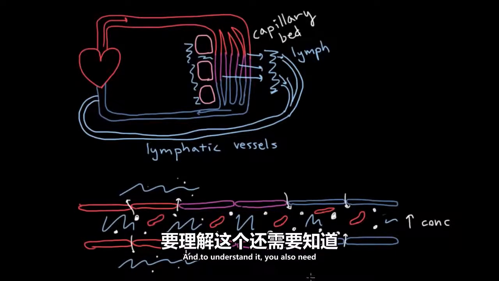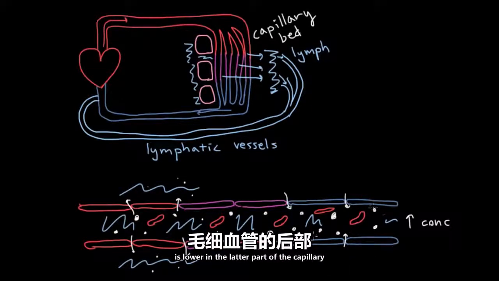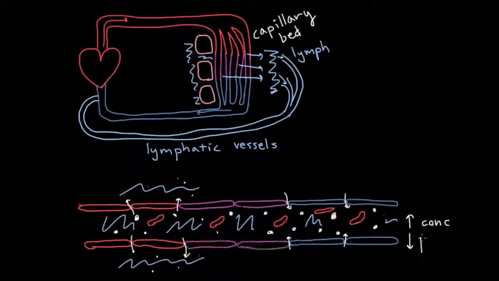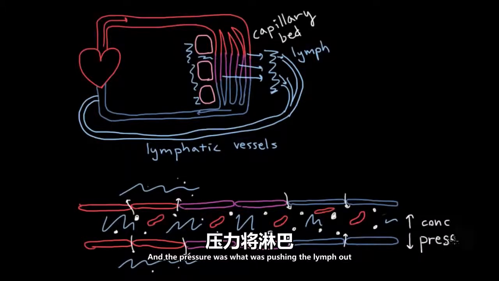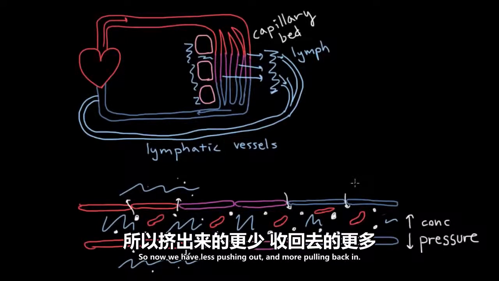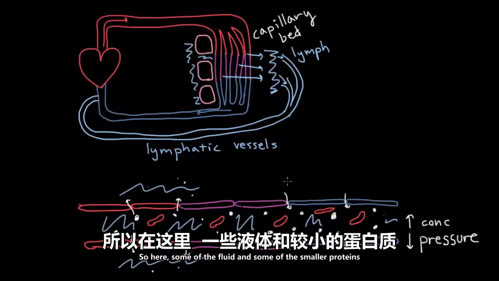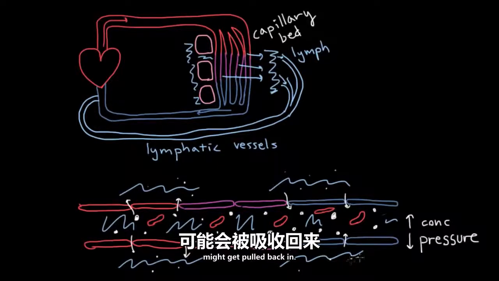And to understand it, you also need to know that the pressure, the regular hydrostatic pressure, is lower in the latter part of the capillary compared to the earlier part. So the pressure goes down. And the pressure was what was pushing the lymph out of the blood vessel over here. So now we have less pushing out and more pulling back in. And the stuff that's pulling back in is the osmotic pressure caused by the increased concentration. So here, some of the fluid and some of the smaller proteins might get pulled back in.